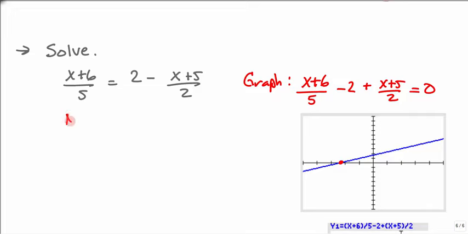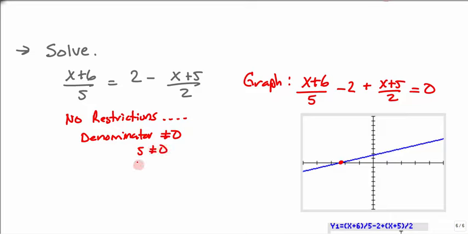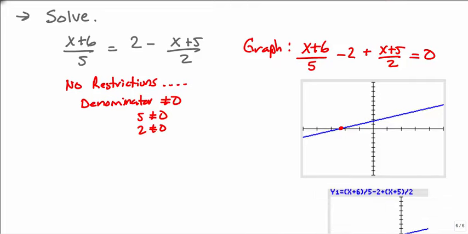Now notice there are no restrictions, because I have no variables in the denominator. This denominator cannot equal 0 because my denominator is 5, and 5 cannot equal 0, and 2 cannot equal 0 either. I have no variables. There's no x's that I need to worry about. So I need to solve this.